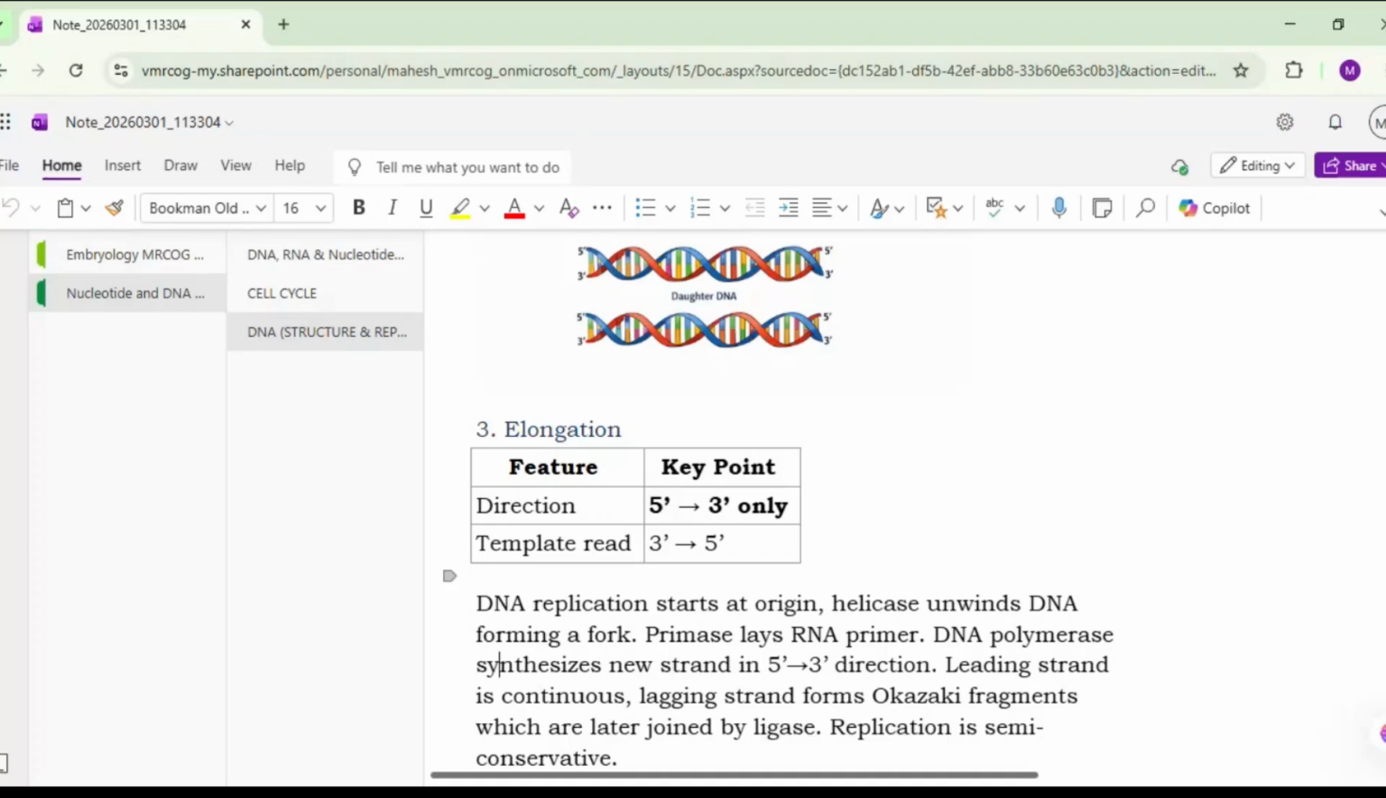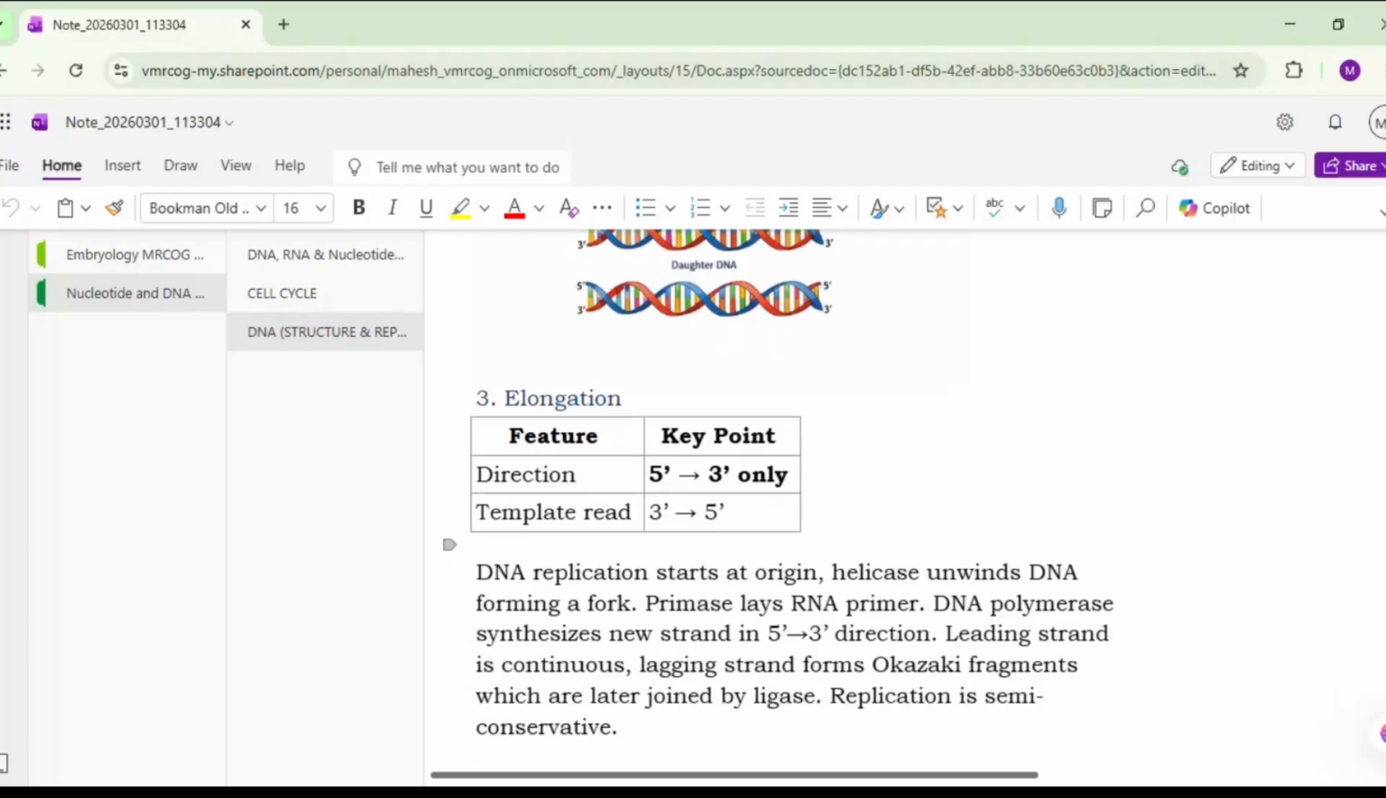There is a leading strand which is continuous. The lagging strand forms the Okazaki fragments, which are later joined by the ligase. Replication is semi-conservative.